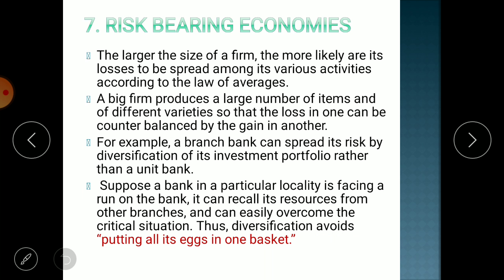Then risk bearing economies, which means risk taking economies. Just imagine yourself, whose risk taking capacity is more, a small firm or a large firm? Definitely a large firm. Why? Let us see. The larger the size of a firm, the more likely are its losses to be spread among its various activities according to the law of averages. Take the example of HUL, P&G and a sole proprietorship. Generally, a sole proprietorship has only one business. Large companies have so many businesses.